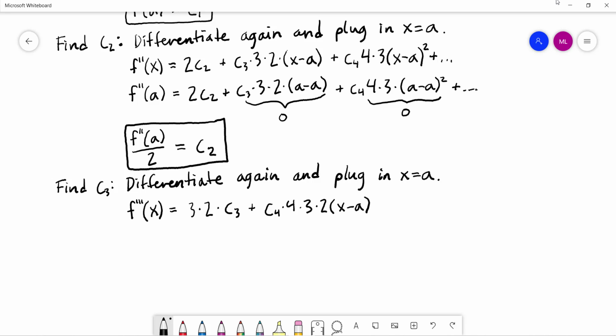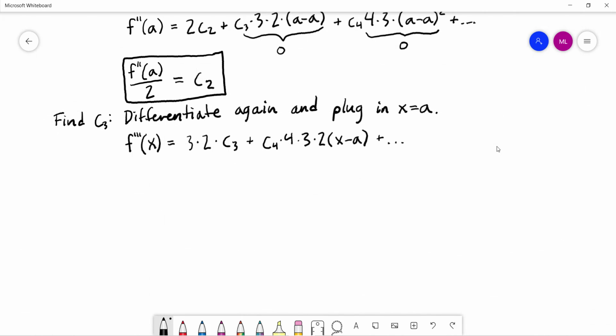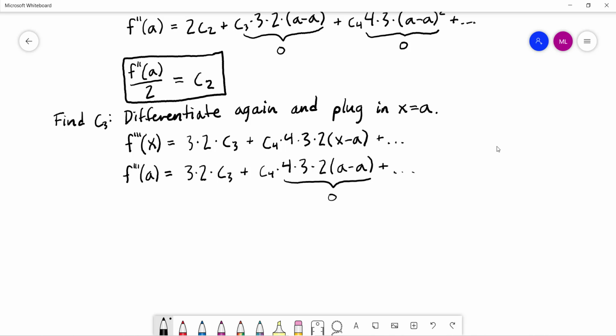And since we're kind of stopping here, we don't really need to go much further than this. But I guess, again, hypothetically, what would the next term have been? The next term would have been an x minus a cubed, but after the second derivative, that one would have started off as an x minus a to the 5th, so it would be c5 times 4, and we'd pick up an extra factor of 3 here. So long story short, I'm not going to worry about that term, but when we plug in x equals a, I'm going to get 3 times 2 times c3, plus c4 times 4 times 3 times 2 times a minus a, which is 0, plus a whole bunch of other terms that are all also going to be zeros.